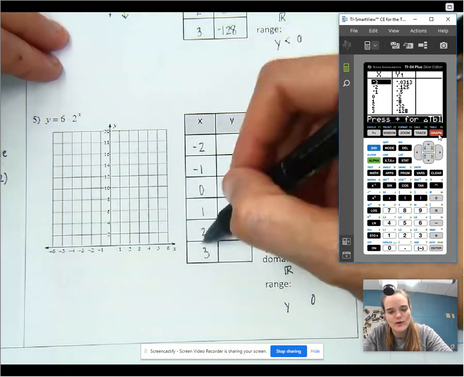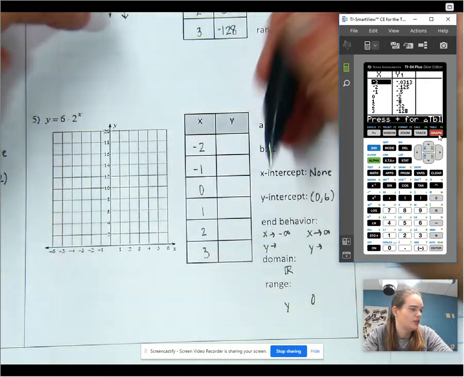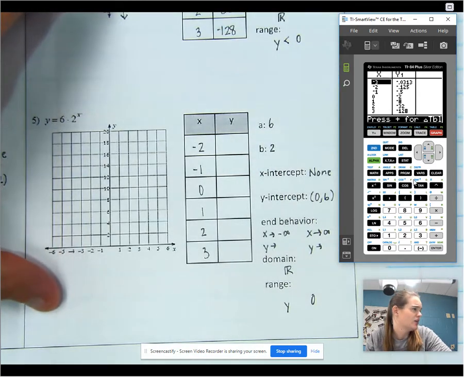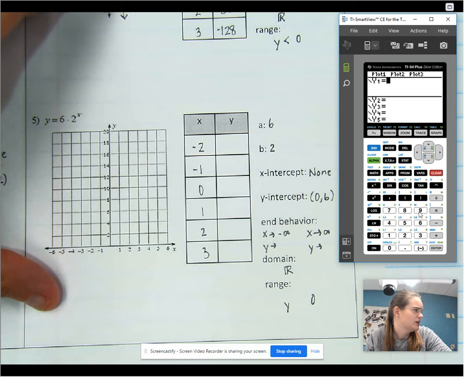By the way, if you don't have a way to make a table, you're actually just plugging in negative 2 here, which you all have a Chromebook that has a calculator on it. You got 6 times 2 raised to x.